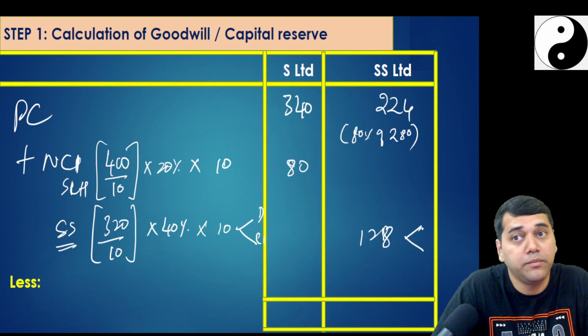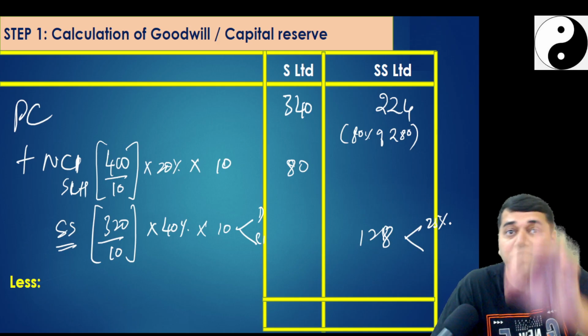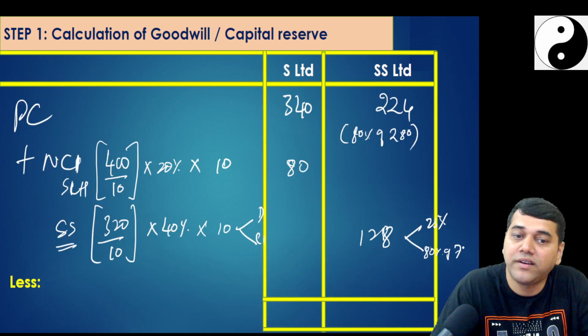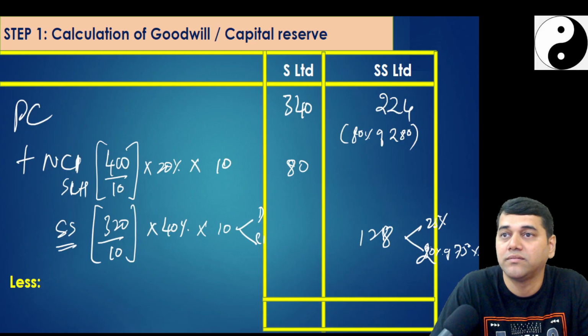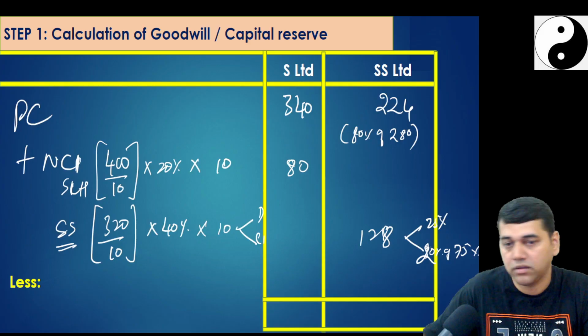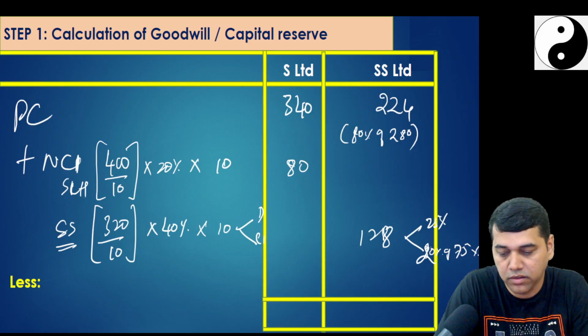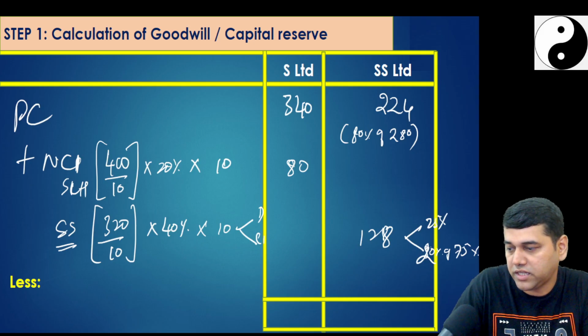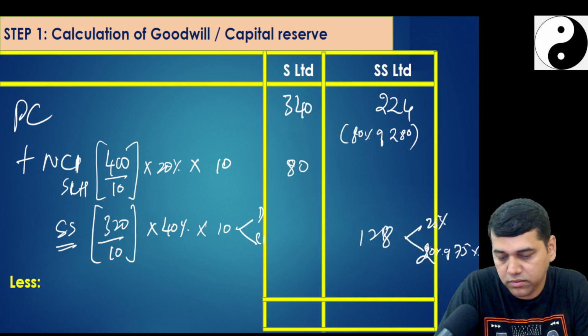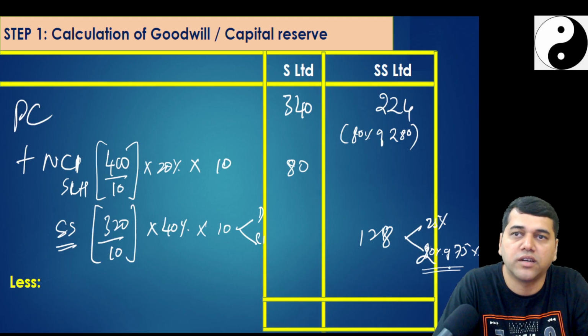In NCI, SS Limited, 25% is the pure NCIs of SS, and the balance 15% is 80% of 20% of 75%. That means S Limited NCI in SS. One minute. Let me check their holding. No, correct. This is correct.